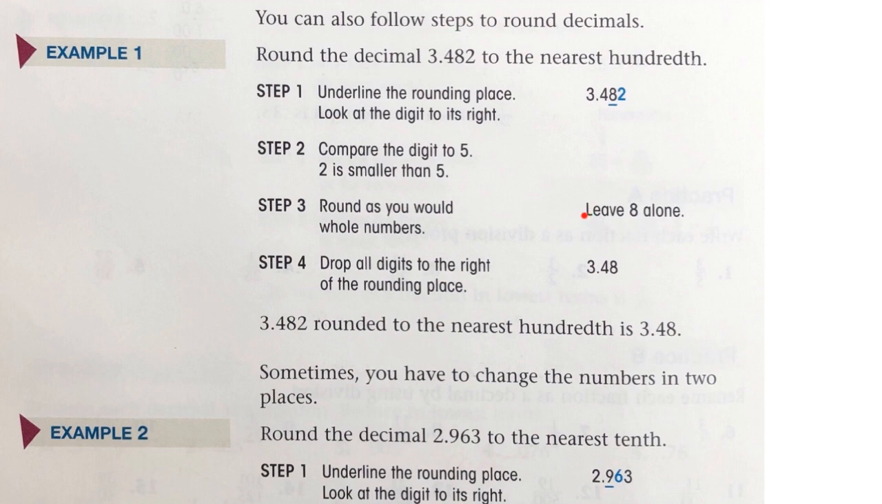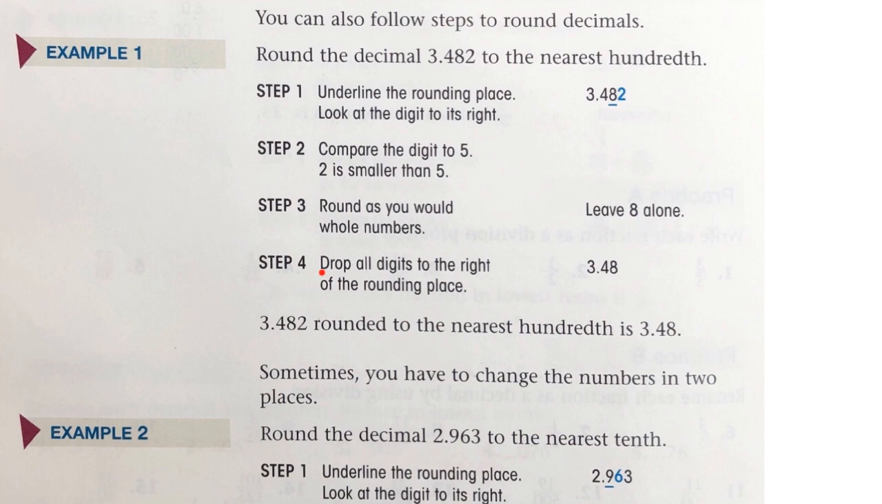If it's 5 or more, up the score, otherwise leave it alone. So for this case, we are not going to up the score because 2 is not 5 or more, so it stays the same. Leave it alone.